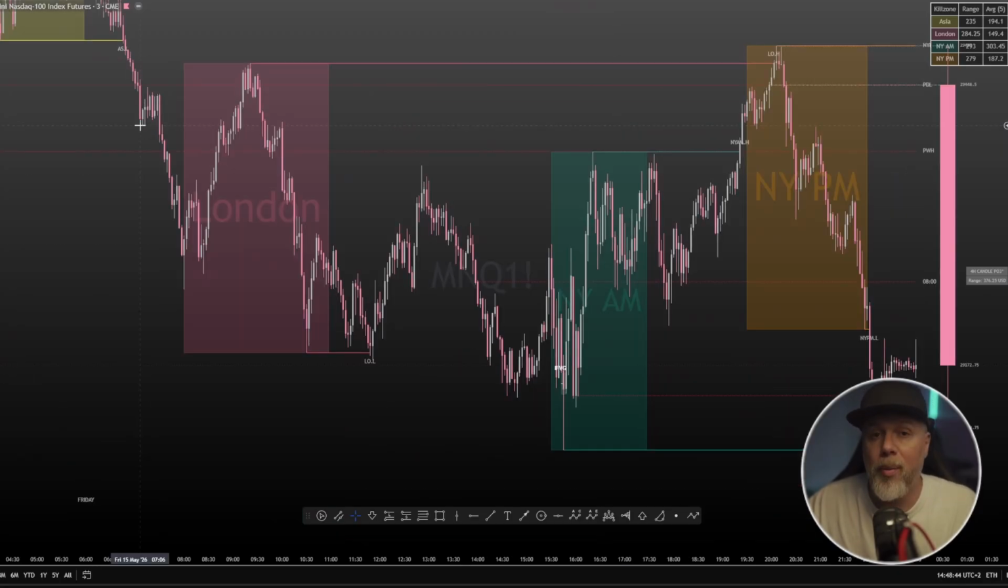Number three, note previous session liquidity. Assess what has happened in the prior session. If I'm trading in the London, I look to see if Asian highs or lows have been taken. If it's the New York, I look at the London session to see if London highs or lows have been taken.